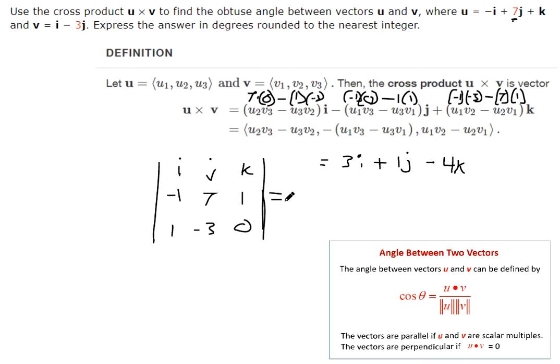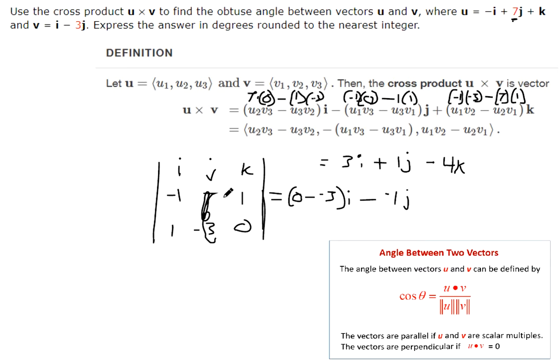And if you are used to finding the cross product through determinants, remember for the i component you'd be finding the determinant of this smaller matrix, so 7 times 0 makes 0, and then we would subtract negative 3 times 1, that makes negative 3. We're getting the same thing, right? Make a determinant of these, so negative 1 times 0 is 0, minus 1, so that makes negative 1j, which is the same thing.